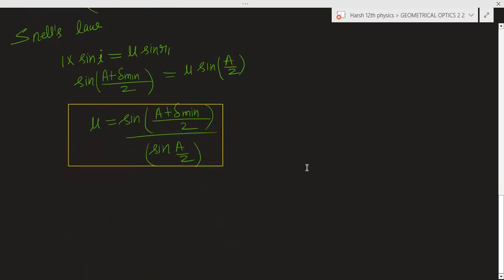So do you have that question right now? Please open that question. Now we will solve the question based on this, which is directly related to this derivation.